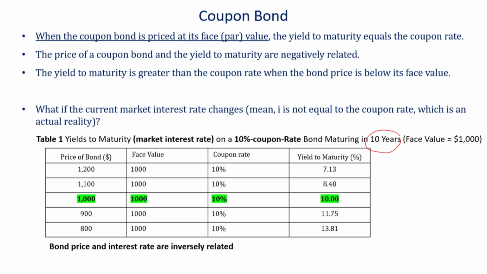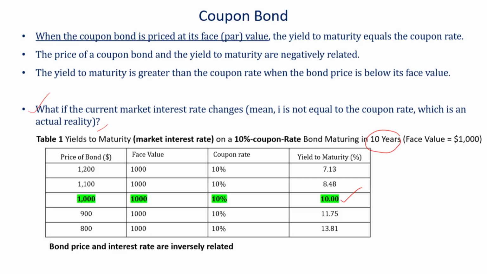So when a coupon bond is priced at its face value, the yield to maturity equals the coupon rate. Suppose the coupon bond is sold today exactly at its face value, then the yield to maturity, the rate of interest, is going to be the coupon rate. The price of a coupon bond and the yield to maturity are negatively related, which we have already seen. So let's take this example. What if the current market interest rate changes, meaning i is not equal to the coupon rate, which is the actual reality?